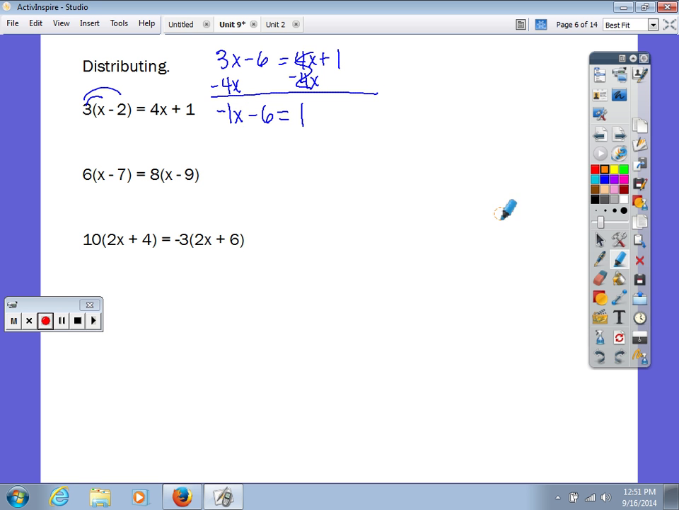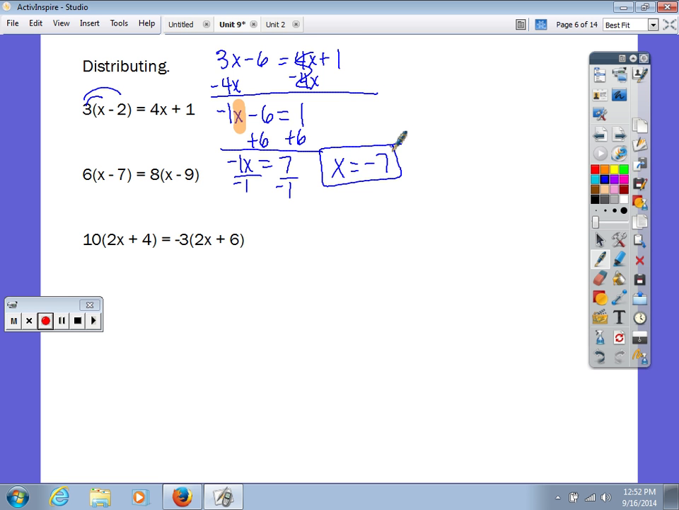So I'm going to highlight my x, and then from here, I'm going to solve. I would need to move over my 6 first. Since it was subtracted, I'm going to add it. So I'll get negative 1x equals 7. And then I can just divide by negative 1, so x would equal negative 7. And if you look back at our first time we worked the problem, we got the same answer.